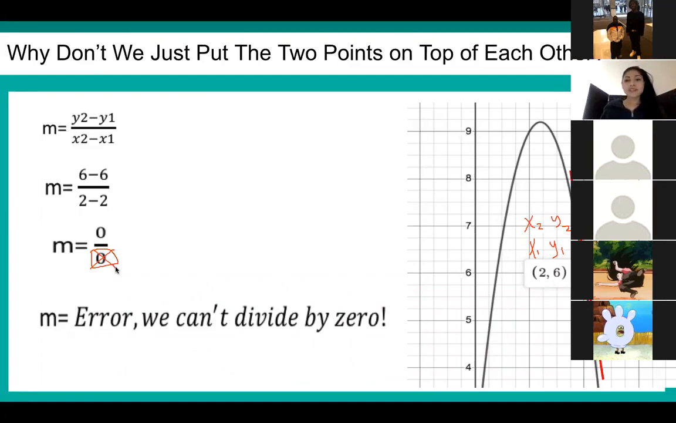And for this reason is why we can't just put the 2 points on top of each other. So we have to actually just move the points infinitely closer to get a best estimate. That's what we're going to be doing when we're trying to find the instant rate of change. So that's why we can't do this, because we're going to get an error. That's super important to think about. Let me know if anyone has questions right here about this portion.